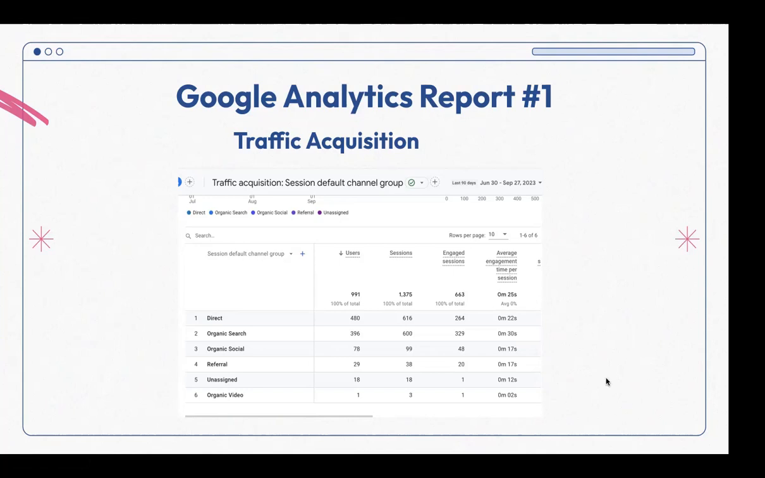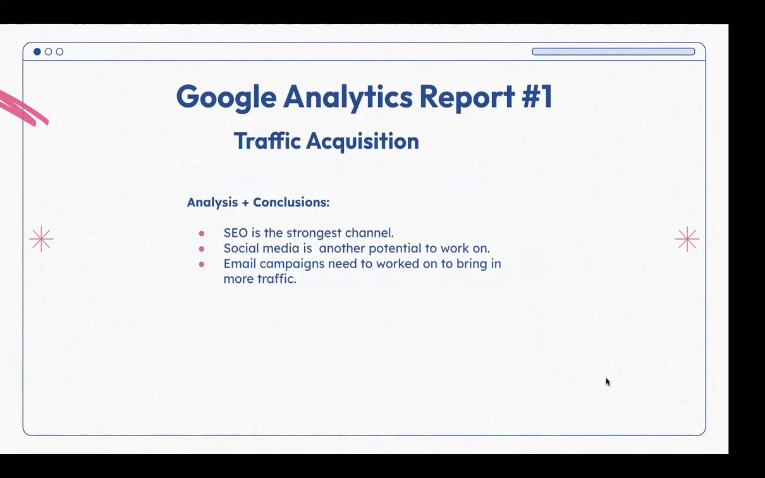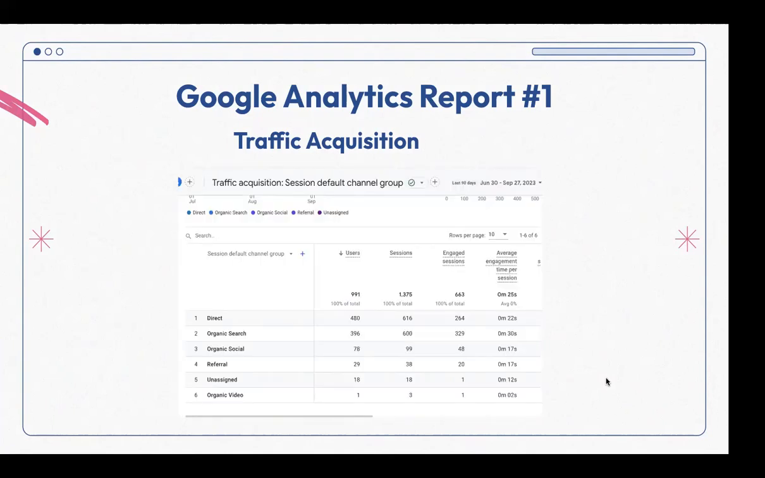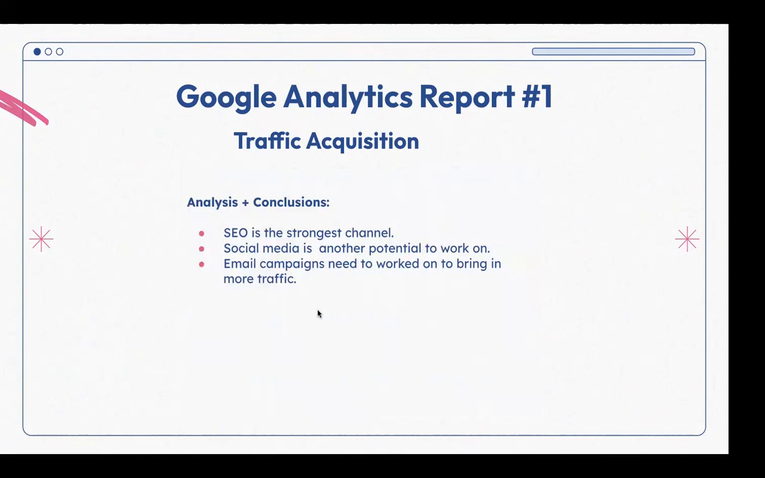But again, we're beginners, right? We're just starting out. So if I were to analyze this report, these are some of the conclusions and analysis I would make. First of all, my SEO is definitely the strongest out of all my marketing channels in the last 90 days. Social media has potential, right? So it seems to be the runner-up, but there are things I need to work on, maybe to improve how much time people are spending, or even just to get more traffic, right? So that's good. And then the email campaigns, I think, need to be worked on because I want to actually be able to track them.